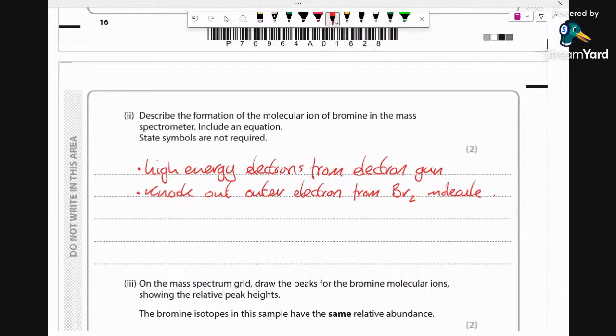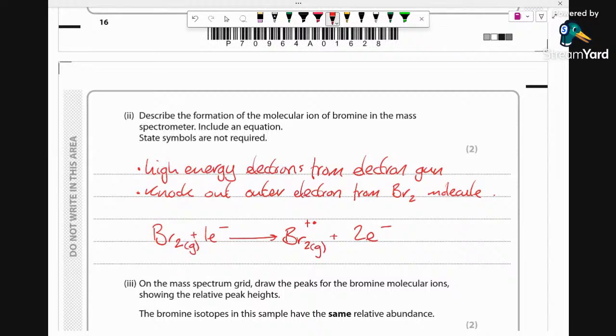Include an equation, Br2, and it's the formation of it, plus an electron goes to Br2 dot plus. It's actually a plus dot, by the way. That comes in terms of fragmentation. I'm going to add the dot anyway, just because I like to do it. Plus 2 electrons. Don't forget that they must be in gas.